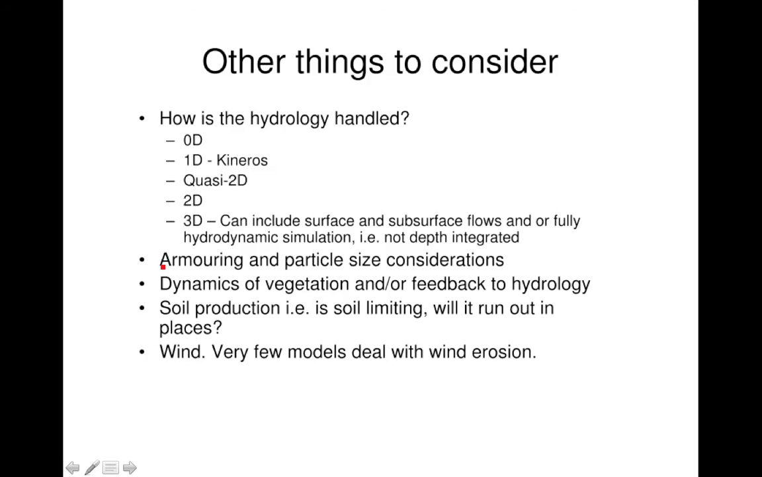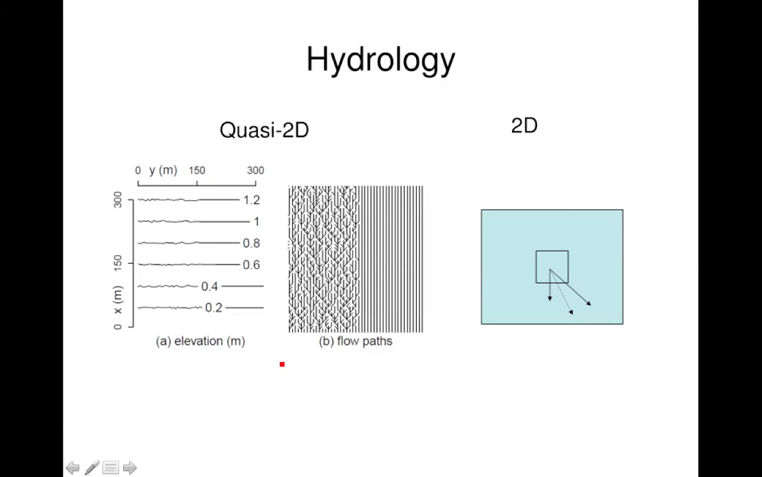Can it handle changes to soil properties and erodibility of materials? For example, can it handle armoring? And can it handle particle size of your soil materials? Does it include dynamic aspects of vegetation? Right? Do you need to consider soil production? What sort of timescales are you doing this modelling over? And very few of these models actually handle wind. So is wind an important process that you need to think about?